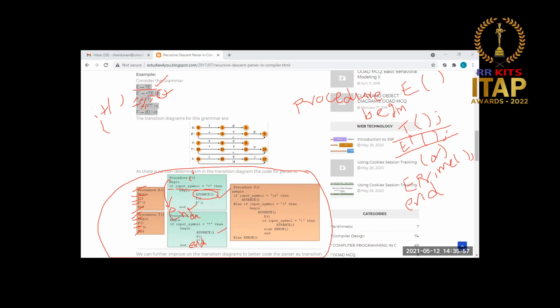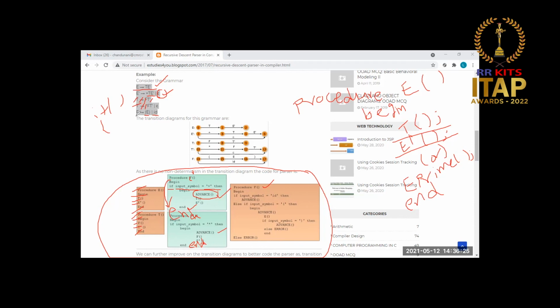And come to the last one, procedure F function. Here we have two input symbols: one is open bracket and the other is ID. This is identifier, so don't read it as I and D, and don't subtract them. ID is only one term, that is identifier. So we have two terminal symbols: open bracket and ID.